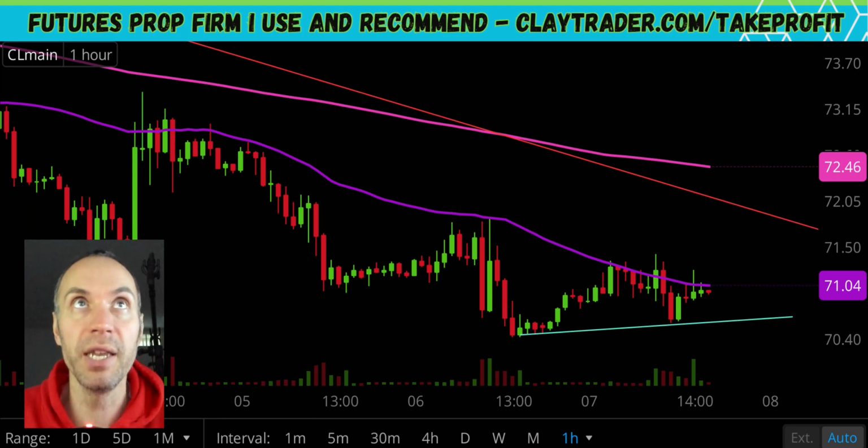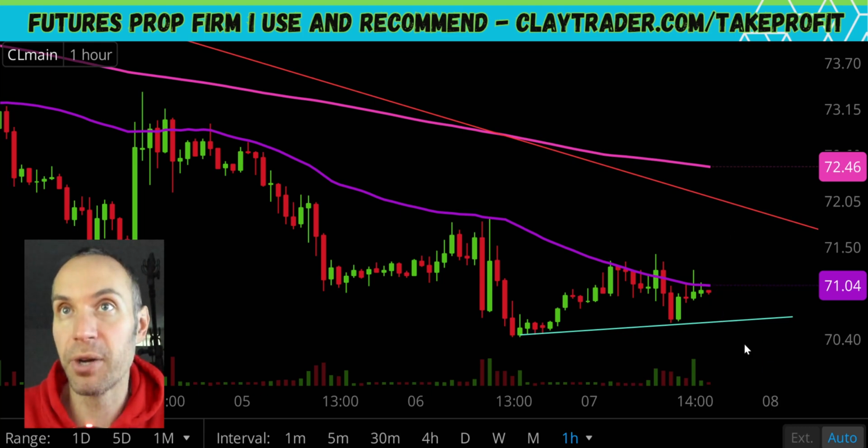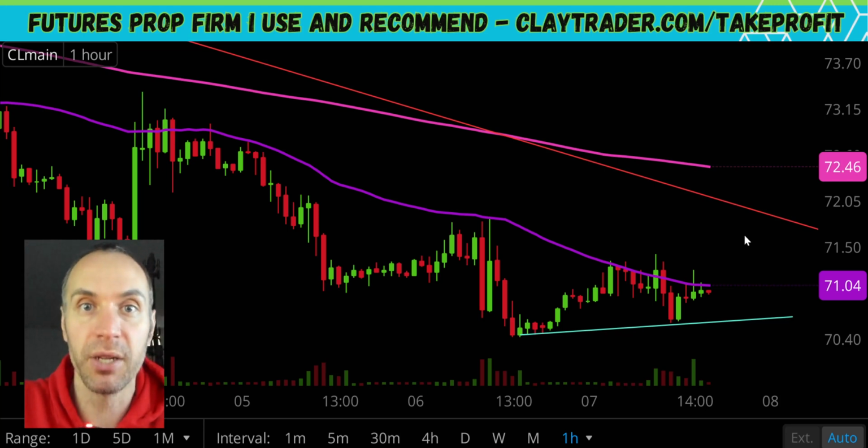Now, no guarantees, but certainly more than valid to think that if the price were to come down there and break down through there, that break could create additional selling pressure and then send in another round of bearish momentum. So we'll see what happens with it, but yeah, the overall downtrend in crude continues.